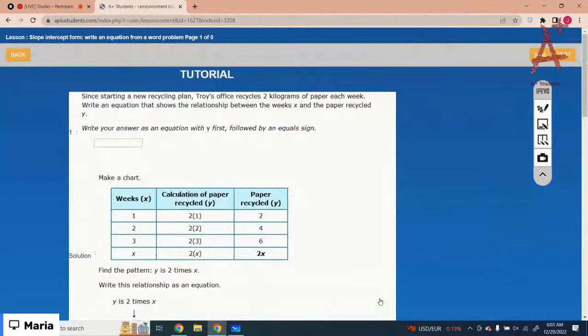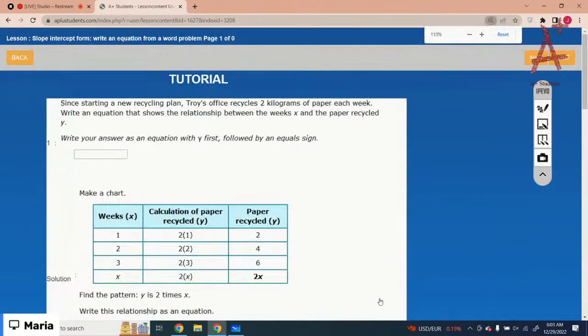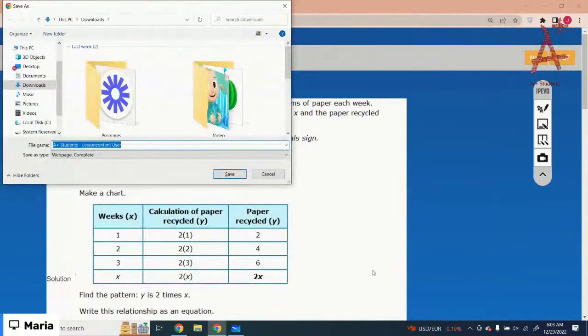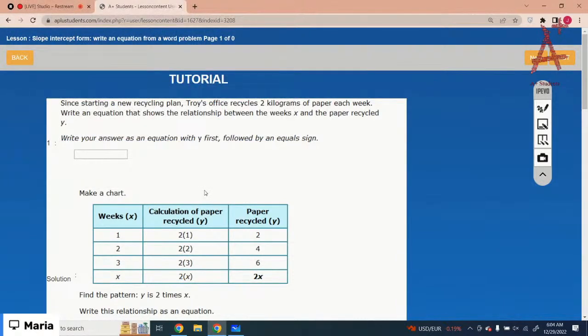So we're given a word problem. We have to write the equations for the function. Got it? So let's just start with the example. Let me just read the question. Just listen to me carefully. Since starting a new recycling plan, Tori's office recycles 2 kilograms of paper each week. Write an equation that shows the relationship between the weeks x and the paper recycled y. Write your answer as an equation with y first followed by an equal sign.